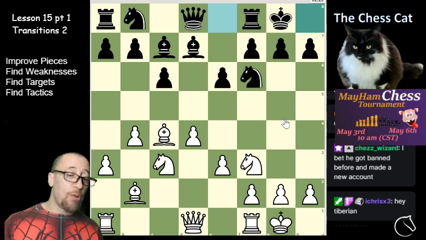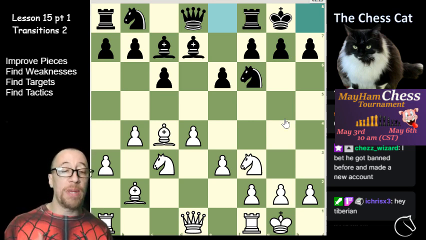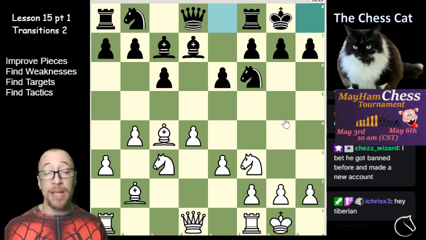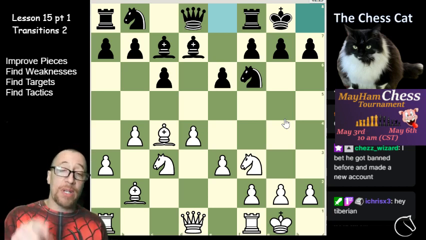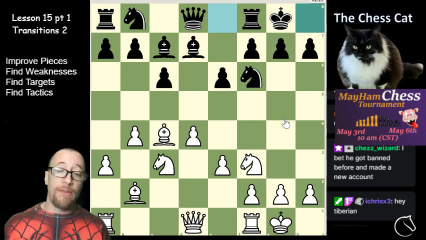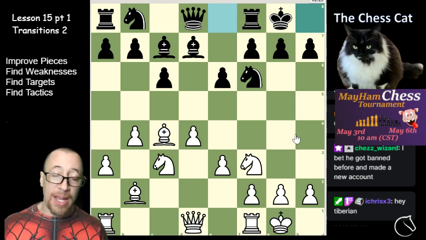So we look for their weaknesses because we are looking to be aggressive. We are looking to attack. It is easier for us to attack than defend. So we want to try to focus on attacking at this level.